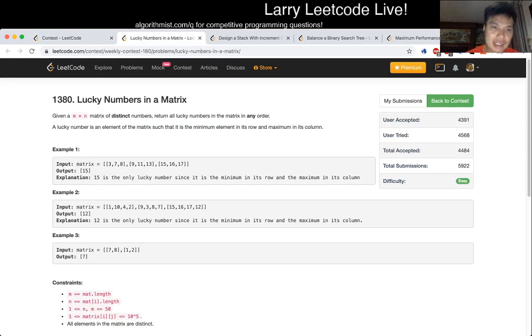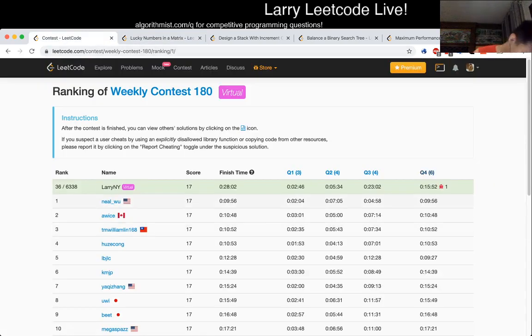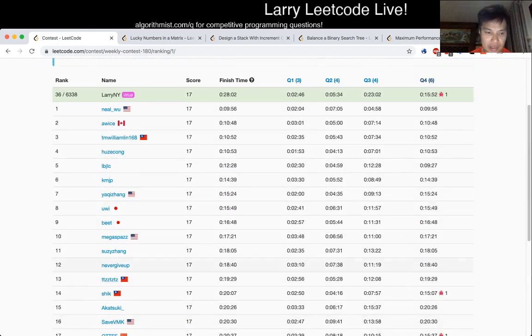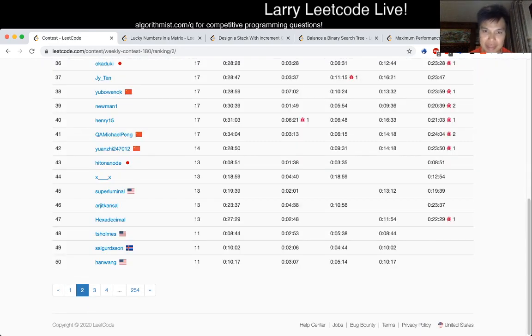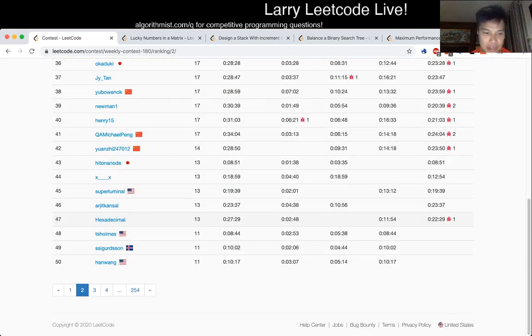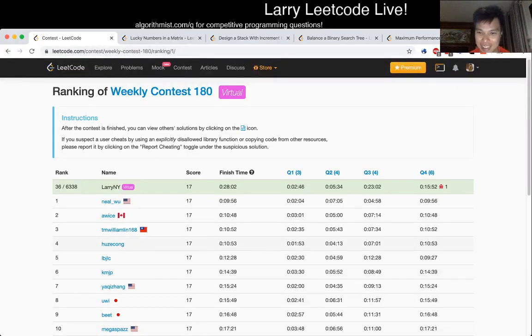Okay. Lucky numbers in a matrix. Yeah, not many fast solutions. I think people were trying to. I mean, okay, 2 minutes is pretty fast to be clear, but usually there are a lot of people that are just really, really fast and they finish in like 1 minute.